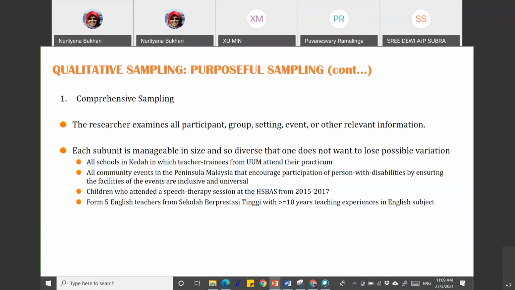And this one, especially for tourism and hospitality courses, they want to make sure that those events consider the universal design principles, that you are allowing those with high chairs, I mean, wheelchairs, or those with disability to join the events, for example. Children who attended a speech therapy session at the hospital in Alustar from 2015 to 2017. So you really want these people, but beyond that or before that, you don't want. Okay, so yeah, very, very selective. You have your own reason why you choose this sample.